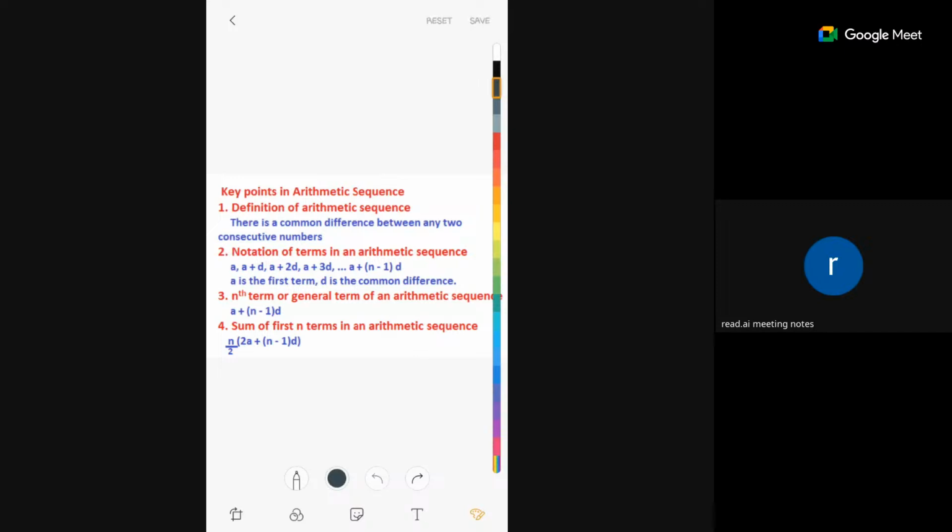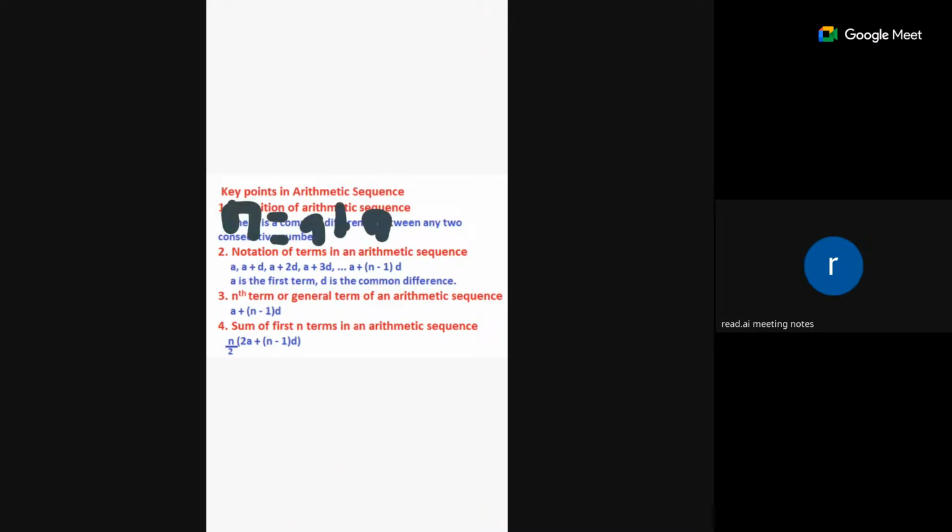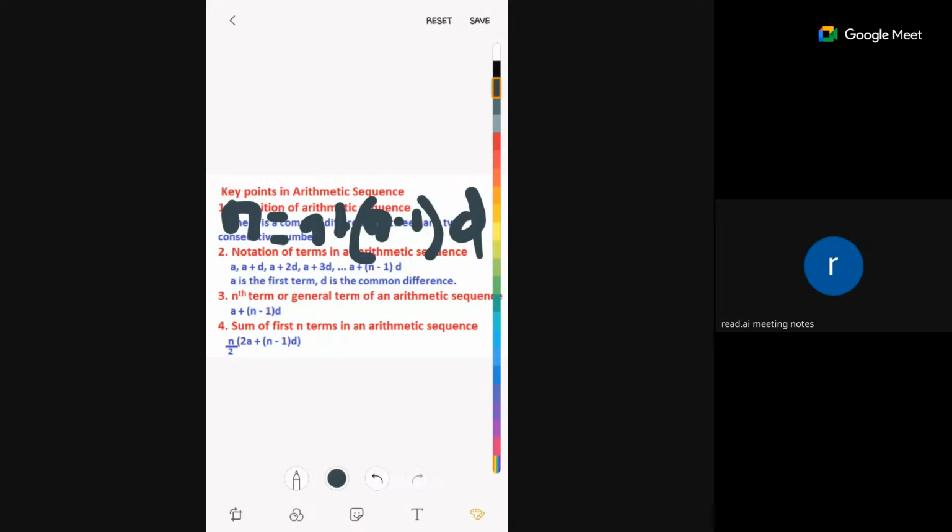So moving on. Look at our notation here. We have A plus D, A plus 2D, A plus 3D until we get to the nth term. And I've told you that the formula for calculating our nth term is A plus (n minus 1) in brackets, then you have your D outside. So the next one is the third one: the nth term or general term of an arithmetic sequence. You can see they've given us A plus (n minus 1) close bracket, D outside.